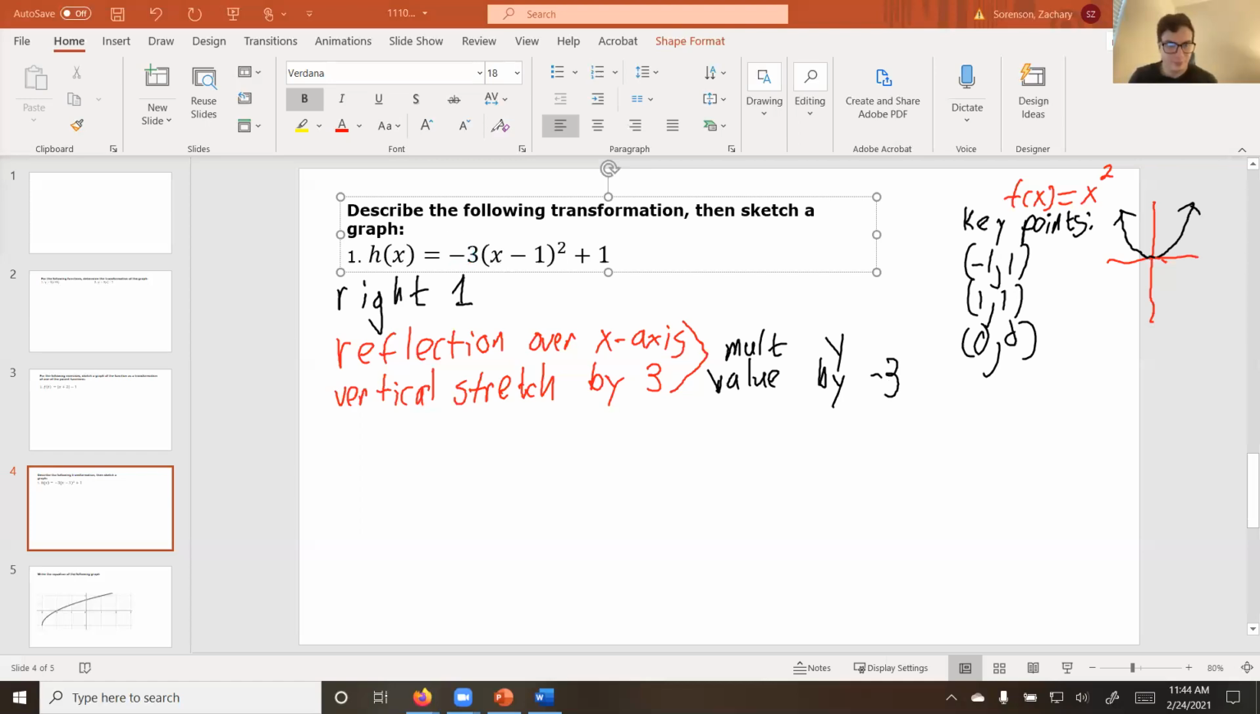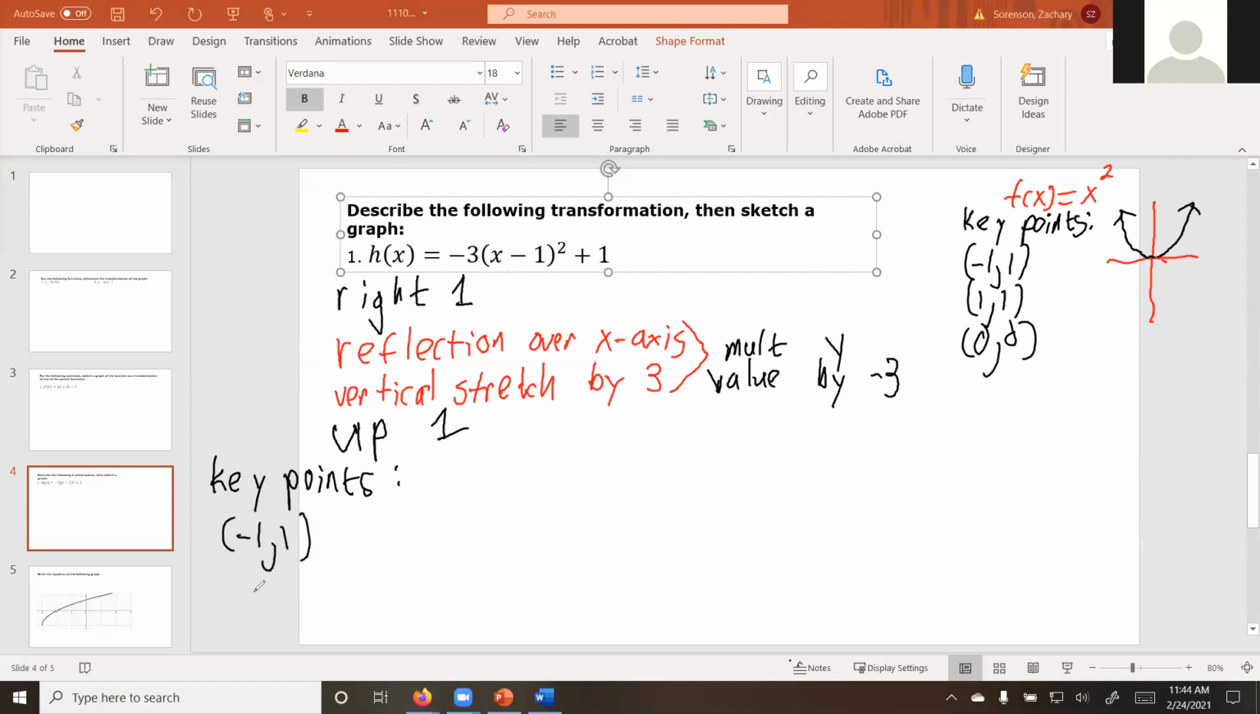Up 1. Perfect. Now we do the exact same process we did with our translations. We write down our key points, which are -1, 1, 0, 0.